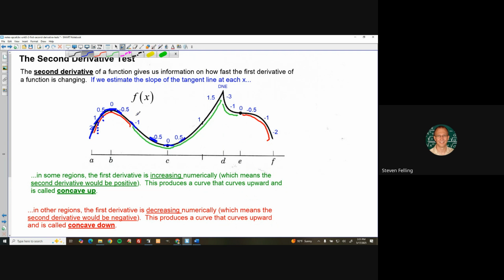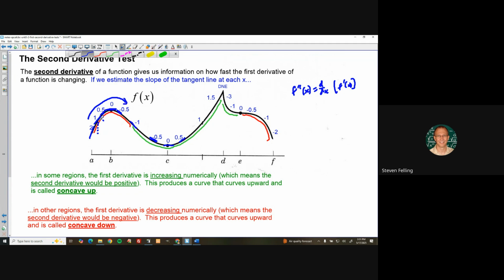So what I've done here is written my estimate of the slope values of the tangent line, so the value of the first derivative. Okay, so remember the second derivative is the derivative of the first derivative. That means it's supposed to be a number that represents how the first derivative values are changing. So all these blue values here, they're all going down.